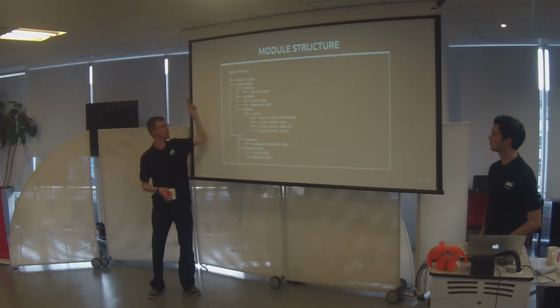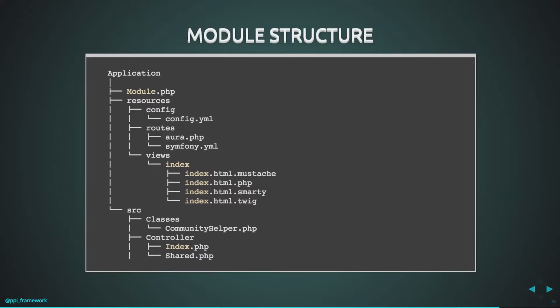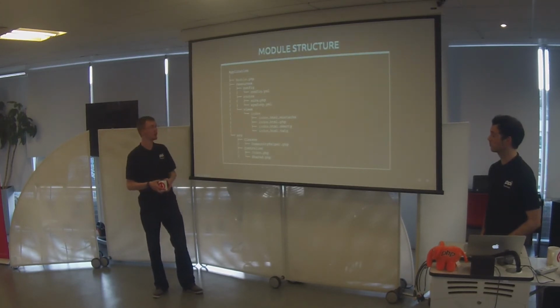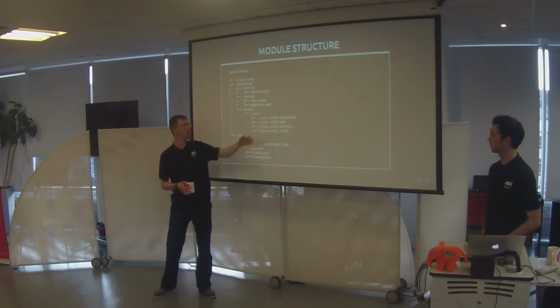So we'll go to the next slide. You'll see what's inside a module. But effectively, config, routes. Again, these are here. You could do aura.yaml or symfony.php, and you don't need to do anything different. PPI picks it up. And for views, we're using Symfony templating, and Symfony templating has a feature where you can look at the extension of the file, and therefore trigger that templating engine.